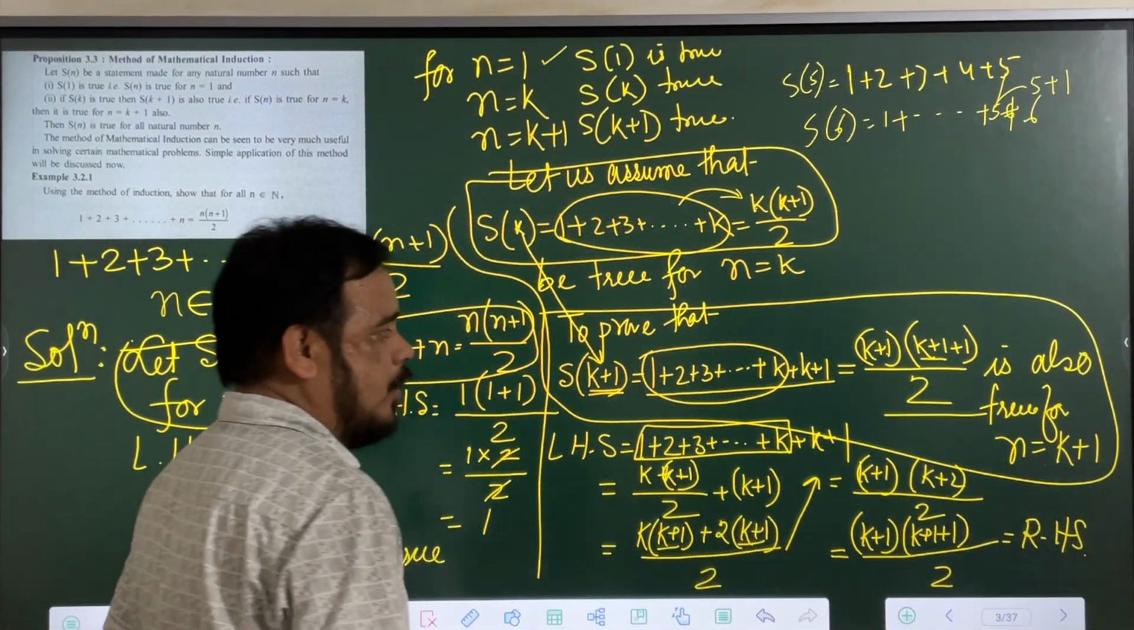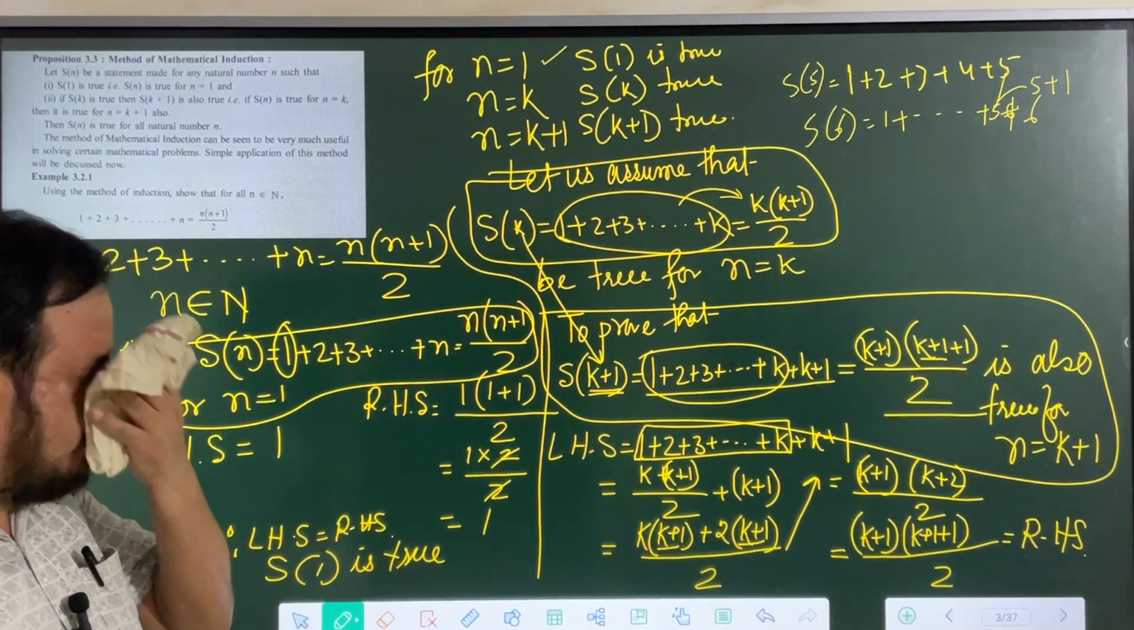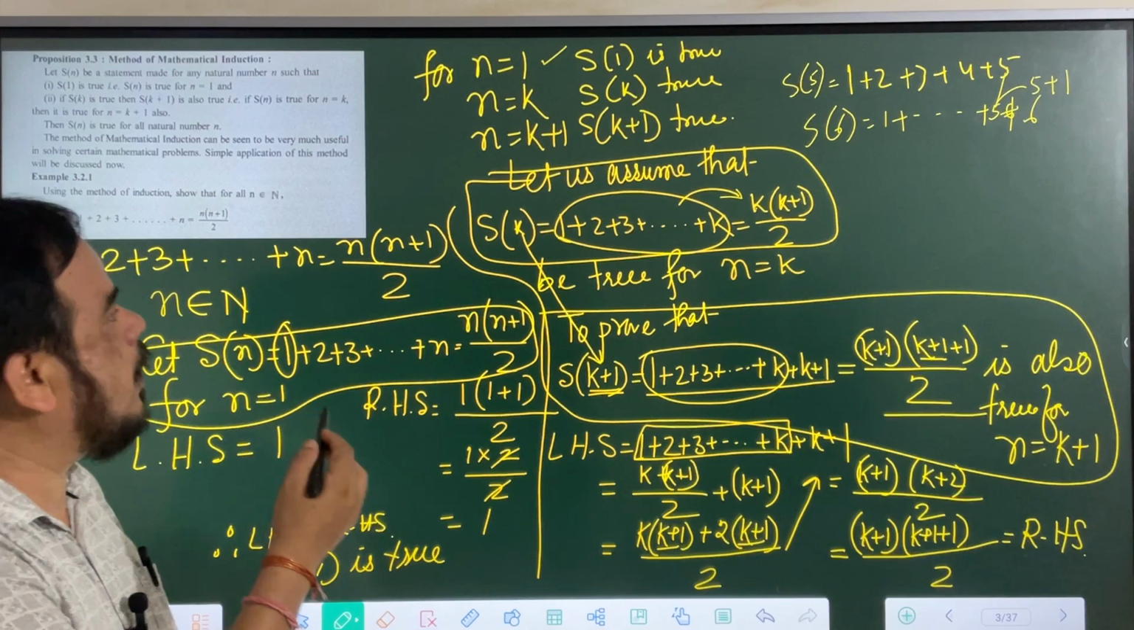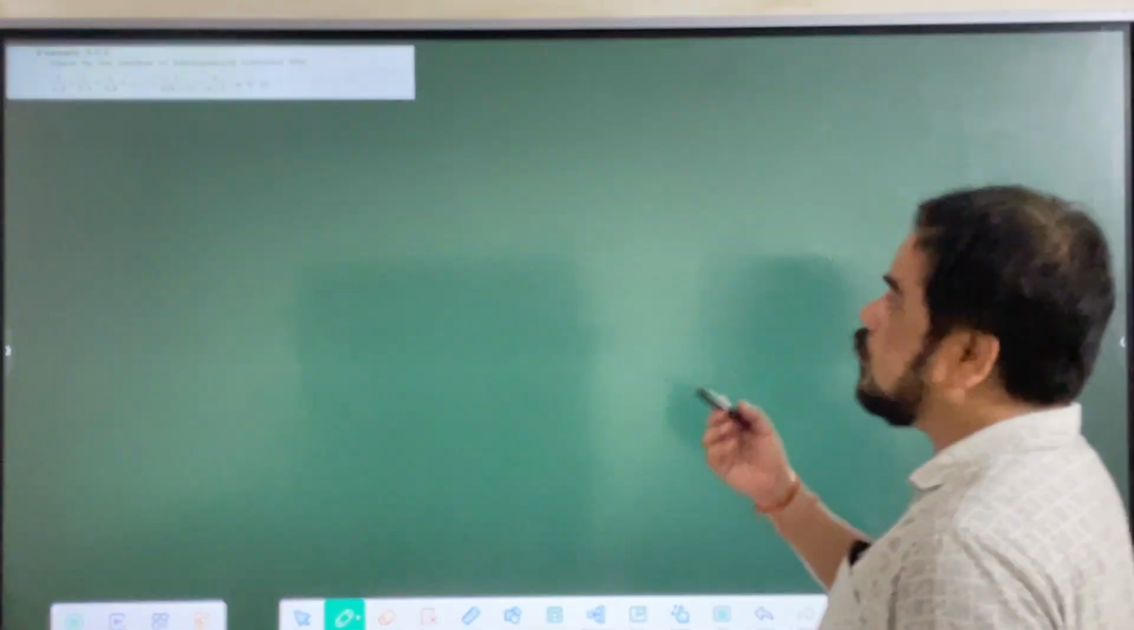This is what you have to do. So this is very easy actually. There is nothing, no calculations are there. Only to write the things properly. This one if we do, then we will understand.